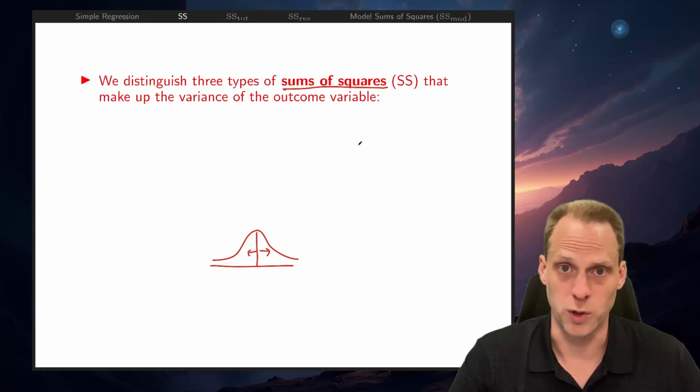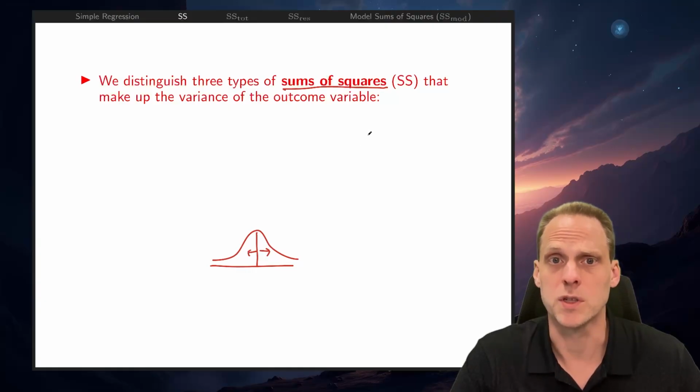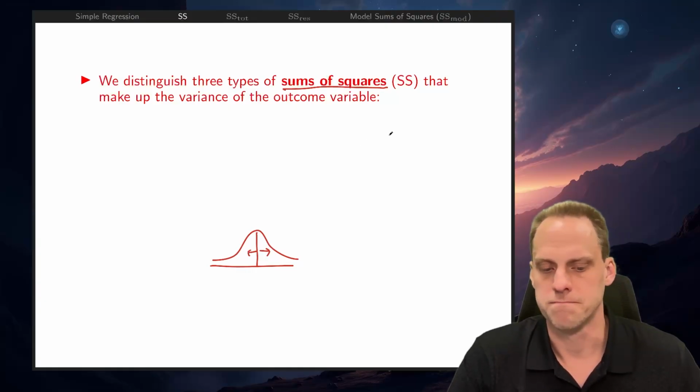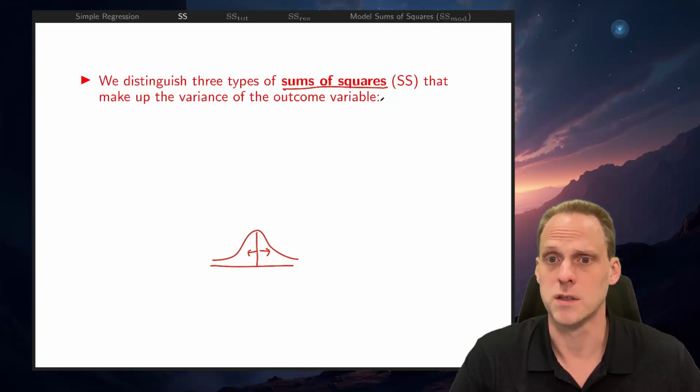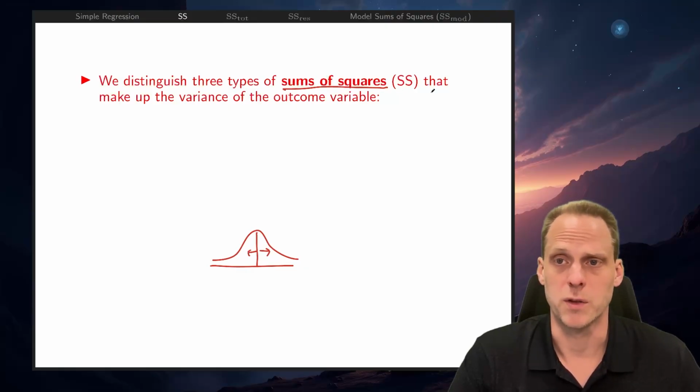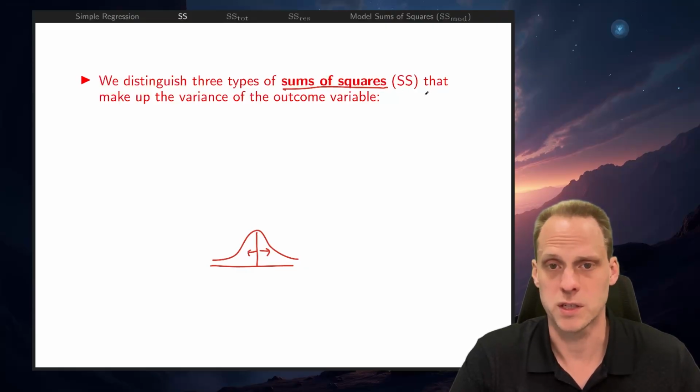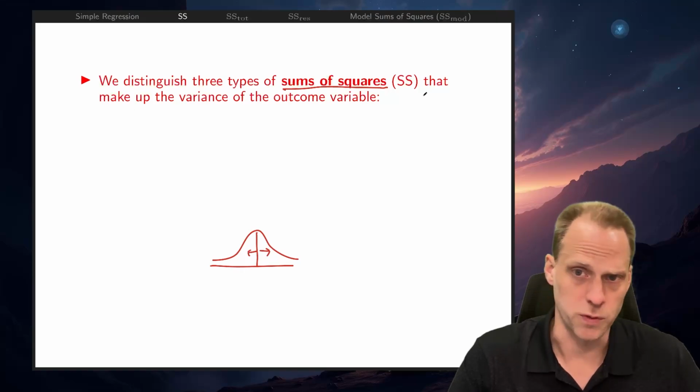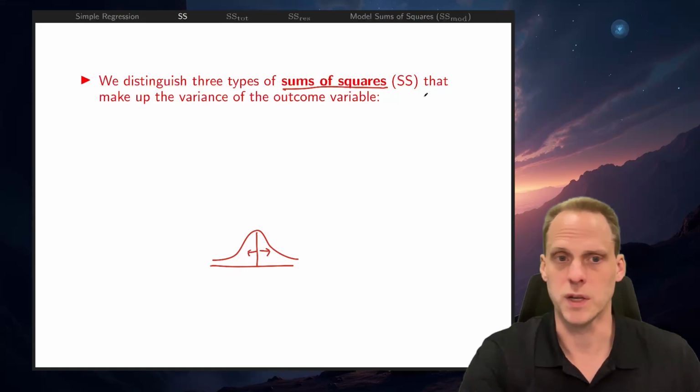Those numbers are more interpretable, but we don't actually need them because those are just constant things to divide the sum of squares by. And we can do without this square root or without this n-1 if we just want to see how much the variation changes between two models. So that's why we use sums of squares.